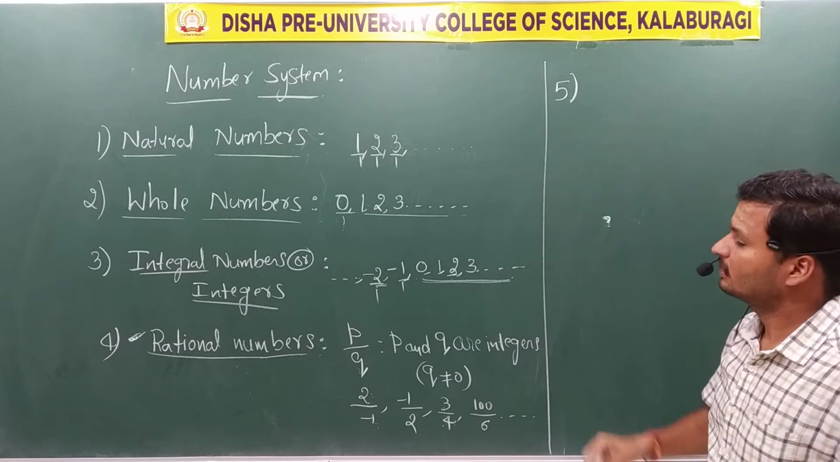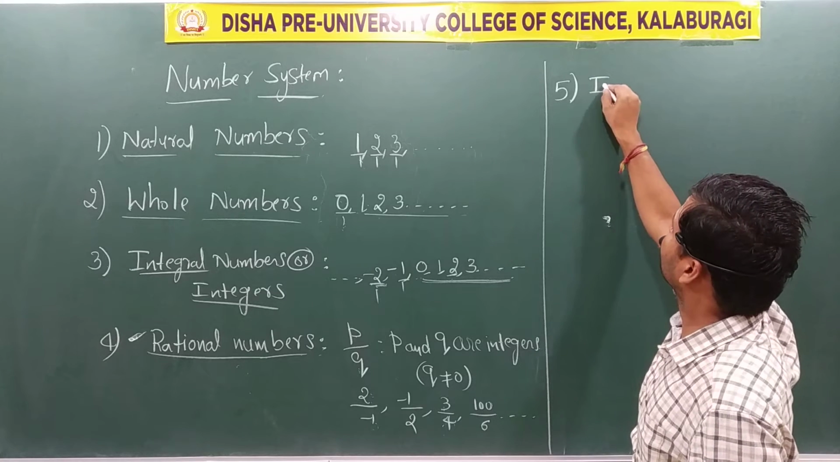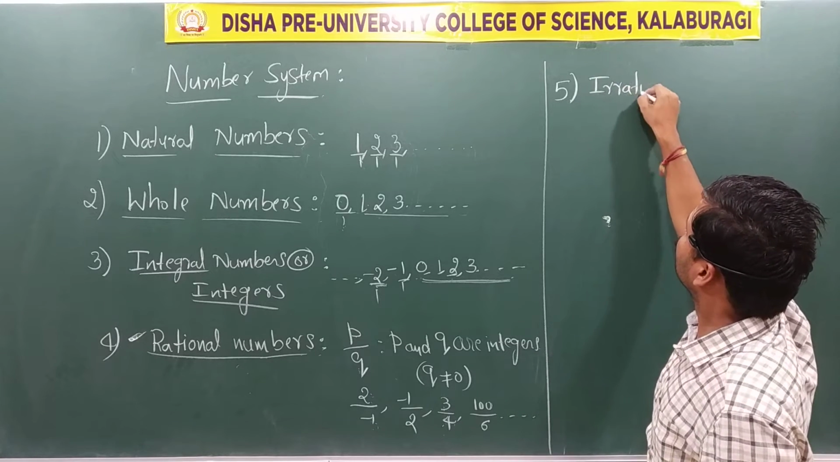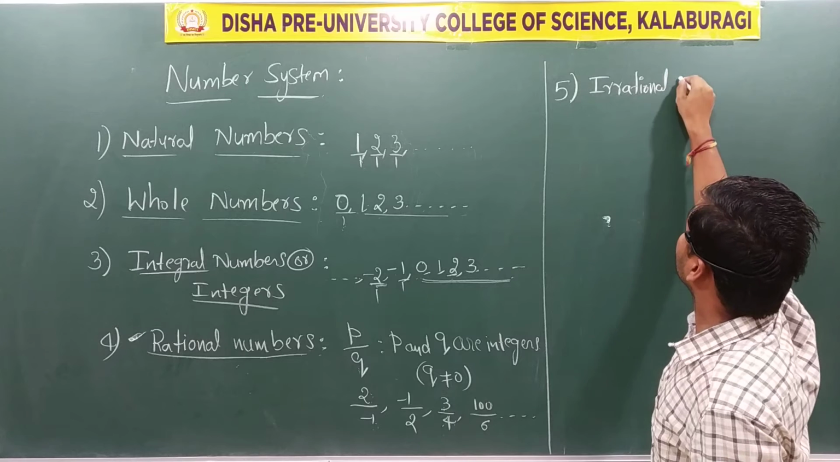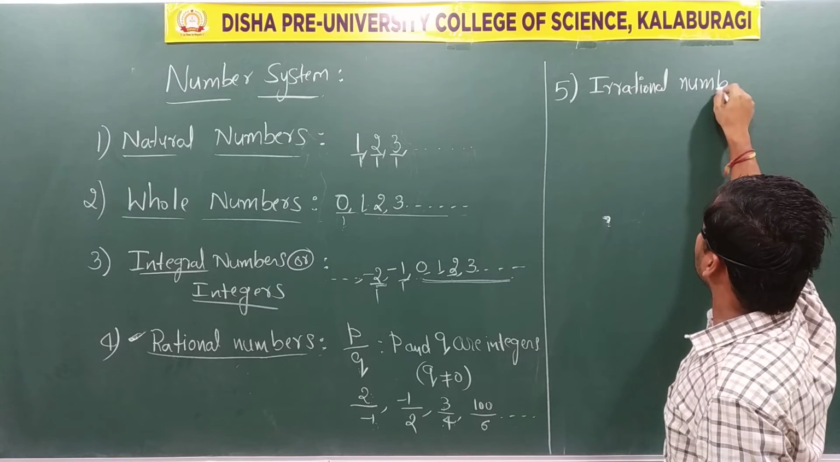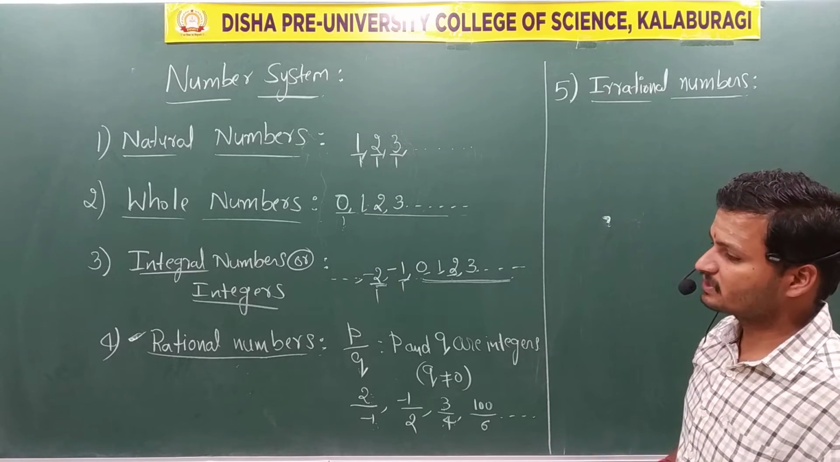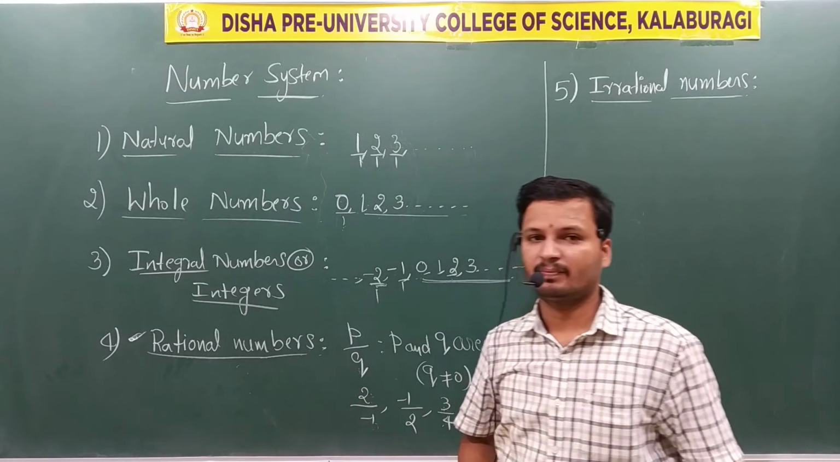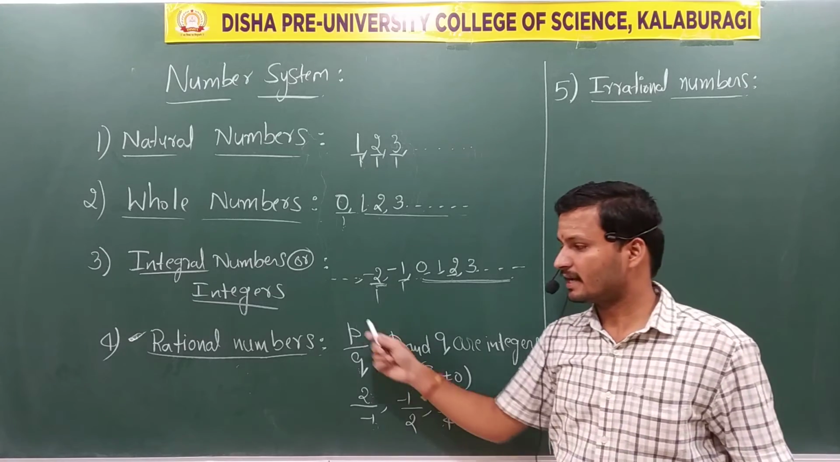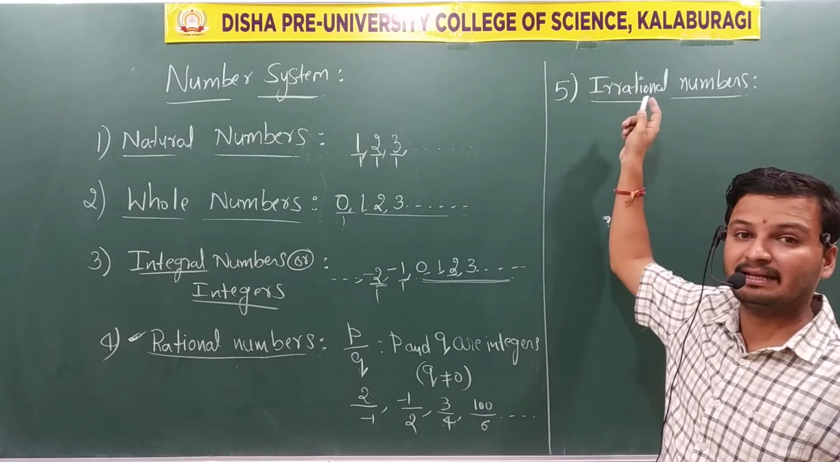And next, the fifth number system is irrational numbers. So what are the irrational numbers? Irrational numbers are numbers which are not rational. Numbers which are not rational numbers, those numbers are irrational numbers.